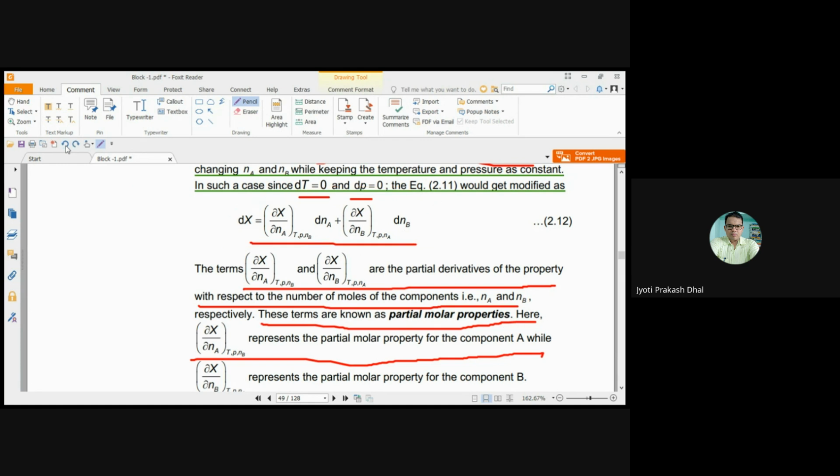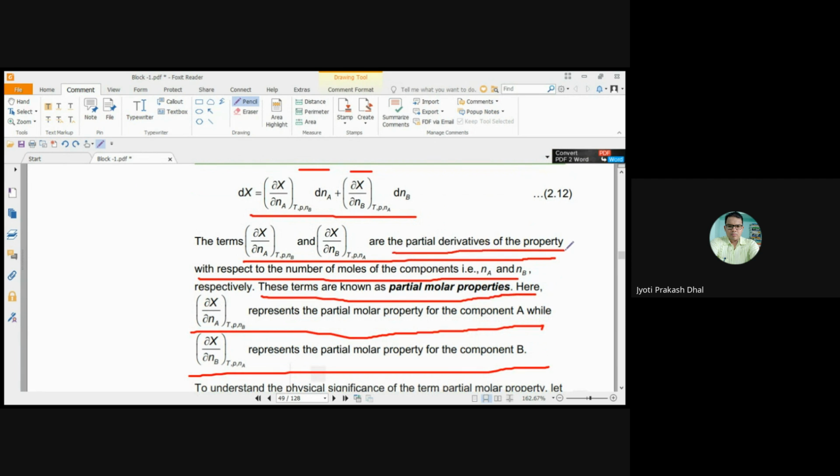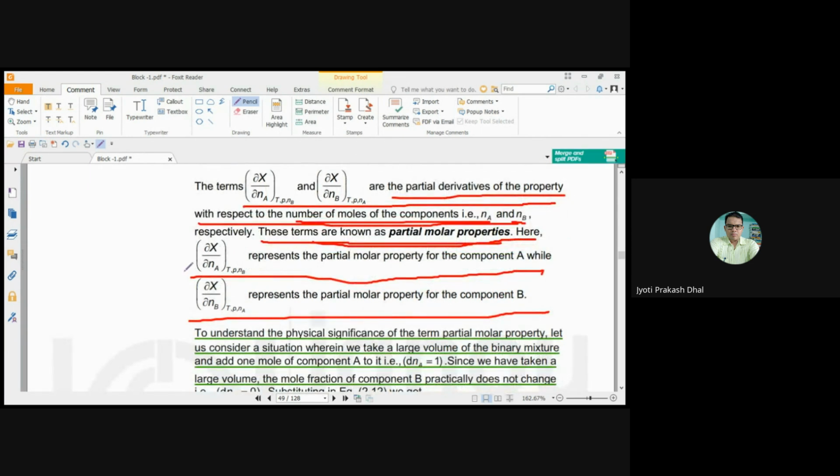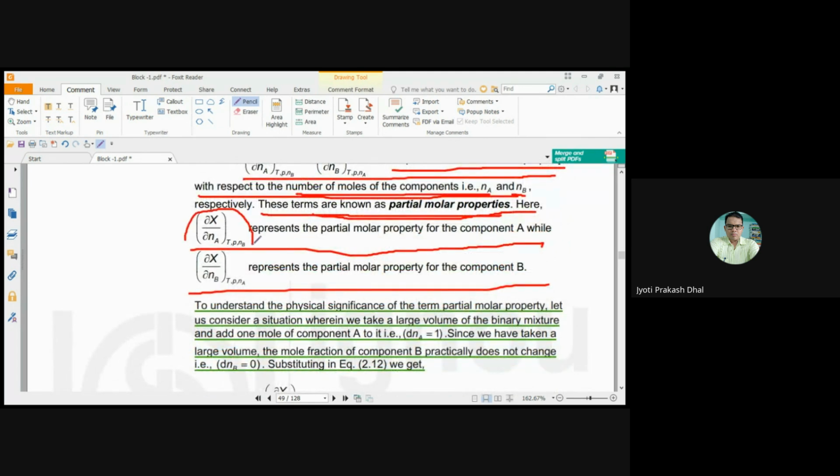And here the two terms in the RHS are the partial derivatives of the property with respect to the number of moles of the component A and similarly the number of moles of the component B. So these terms are known as partial molar properties. The first term of the RHS represents the partial molar property of component A, while the second term represents the partial molar property of component B.